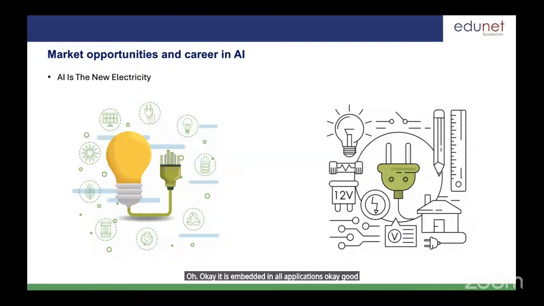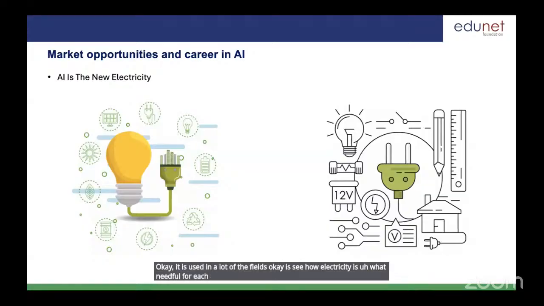Okay, it is used in a lot of the fields. Yes. See, how electricity is needful for each and every person, the same way, even artificial intelligence has become one of the essential parts for humans.